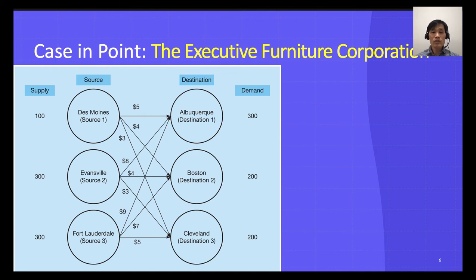The company that we want to look at is Executive Furniture Corporation. Look at this network diagram. We have sources. There are 3 sources, such as Evansville and Fort Lauderdale, and there are 3 destinations. Boston and Cleveland are included here, and the supplies are 100, 300, 300. It could be cargoes or shipments. They can be supplied from these cities to the destinations in the United States. And the demand from these cities is 300, 200, and 200 shipments, or cargoes, or containers.